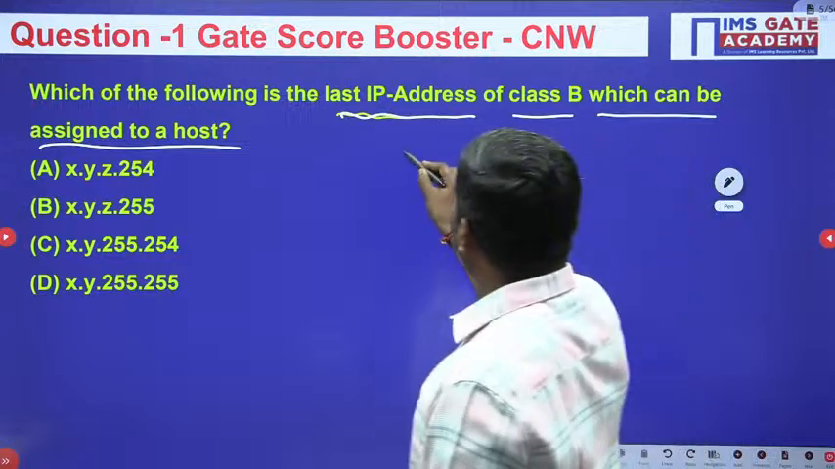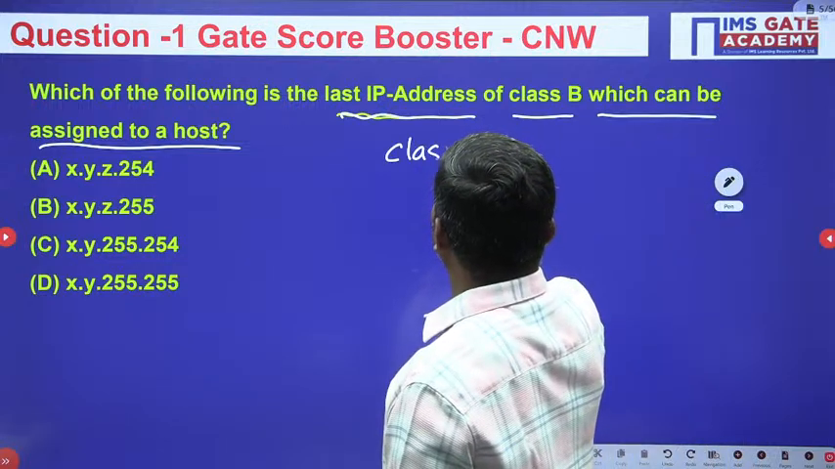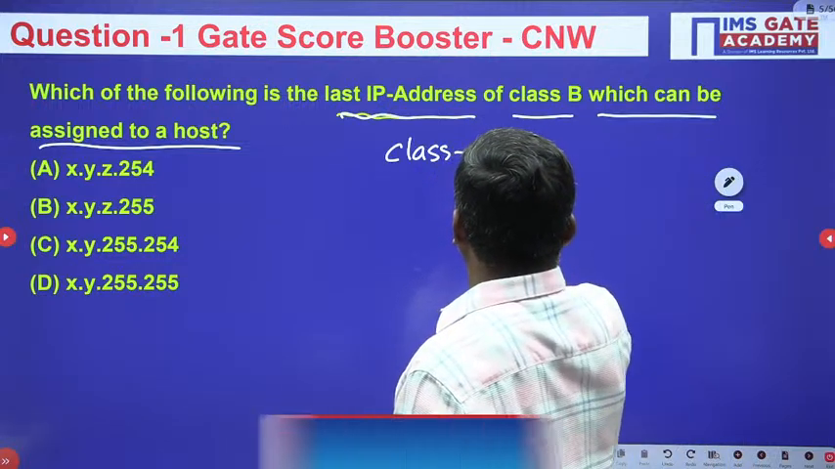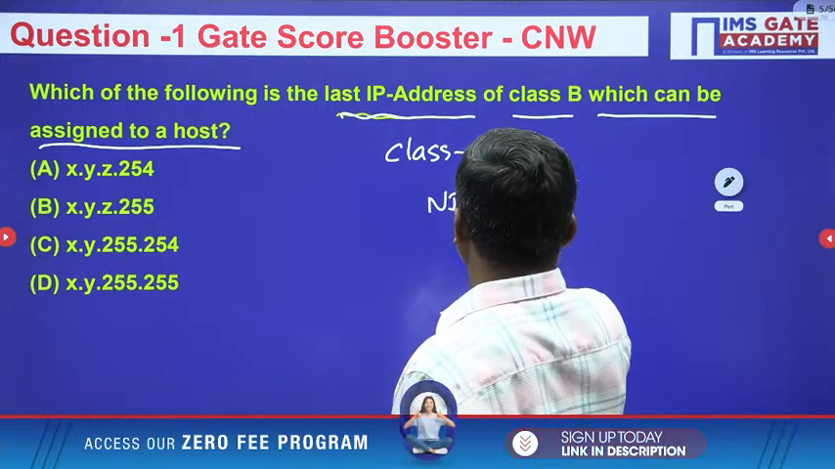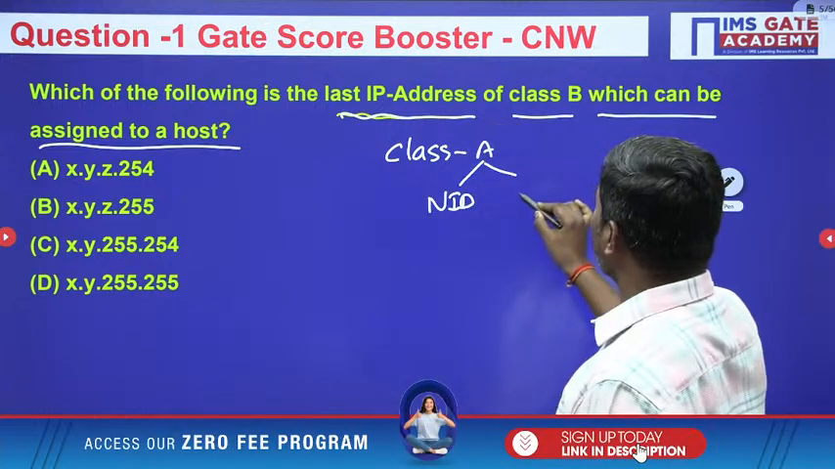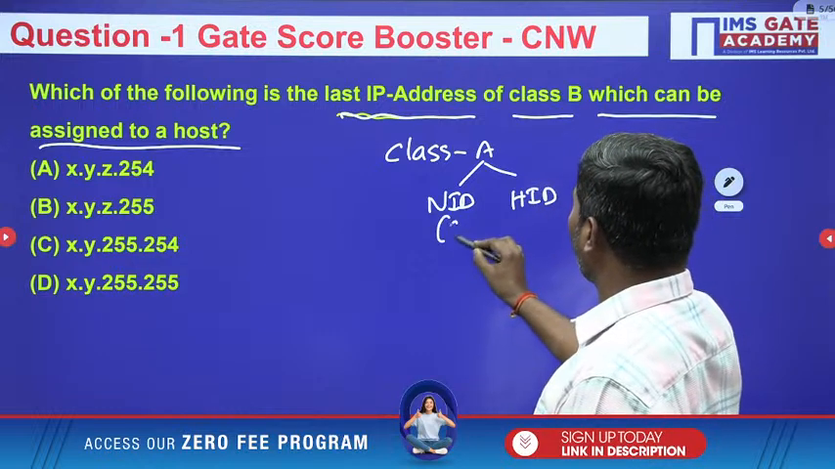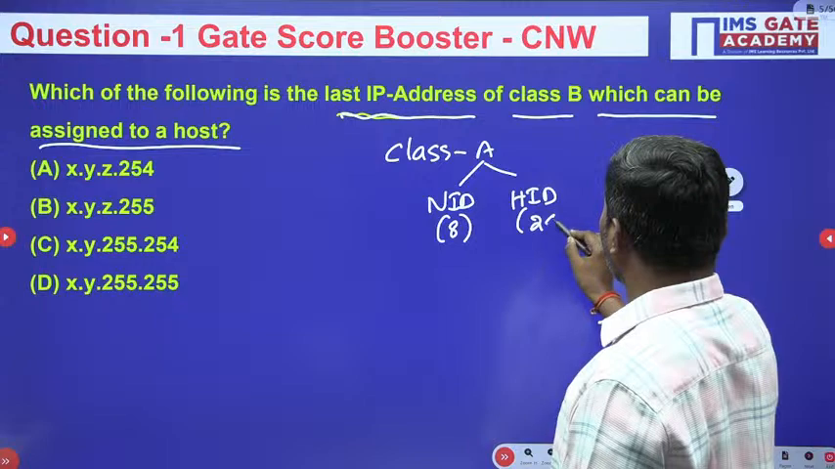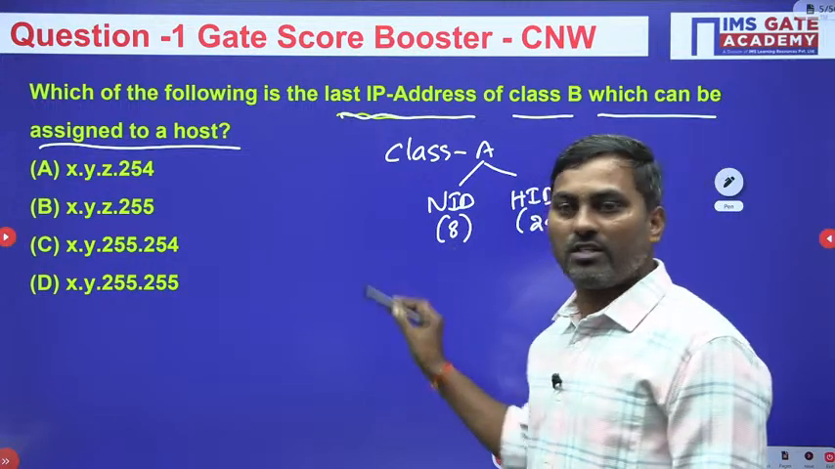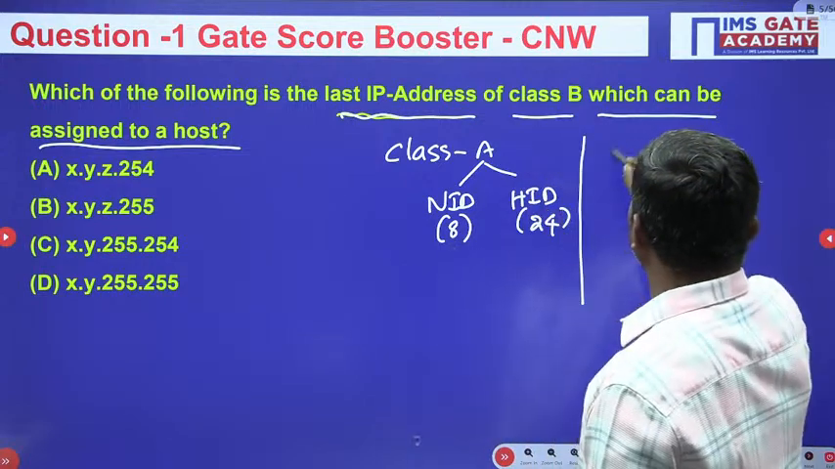As we know, in class A, we have a network ID. This entire IP address system is divided into two parts, correct or not? Network ID and host ID. For network ID we have 8 bits and 24 bits are for the host. Out of the network bits, 1 bit is reserved. You know all this information, right?